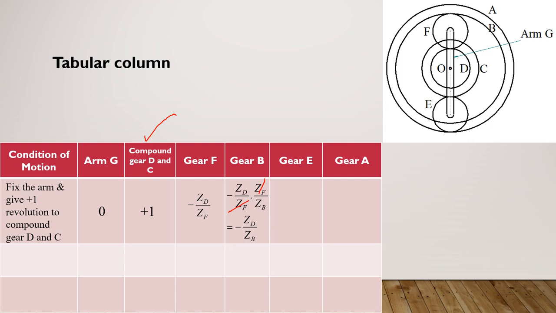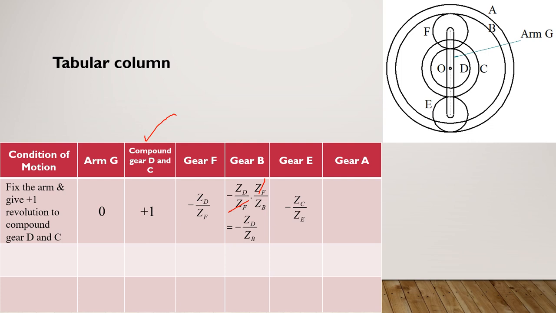Coming to gear E, which is the source of movement for gear E? Gear E is in mesh with gear C. C is our source, since you are giving one rotation to DC, so C is also a source. So C will be the driver for gear E. So it is ZC divided by ZE with a negative sign, because the direction of rotation is opposite.